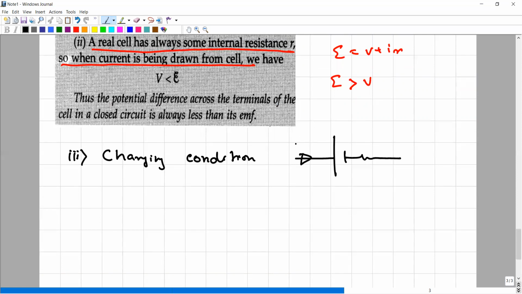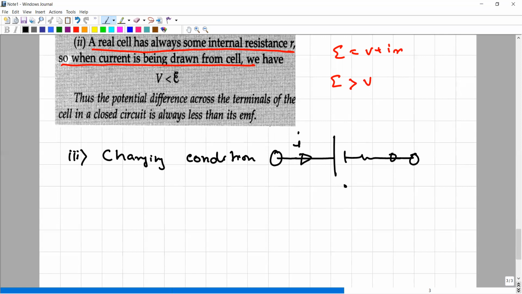That means the direction of the current will be different. This is the direction of the current in the charging condition. And then you will have to give a potential difference, that is V, which has to be more than the EMF. You already know that charges flow from higher potential to lower potential. This is the basic concept. Now, if you want the charge to flow into the cell, that means the external potential difference should be more than the EMF of the cell.